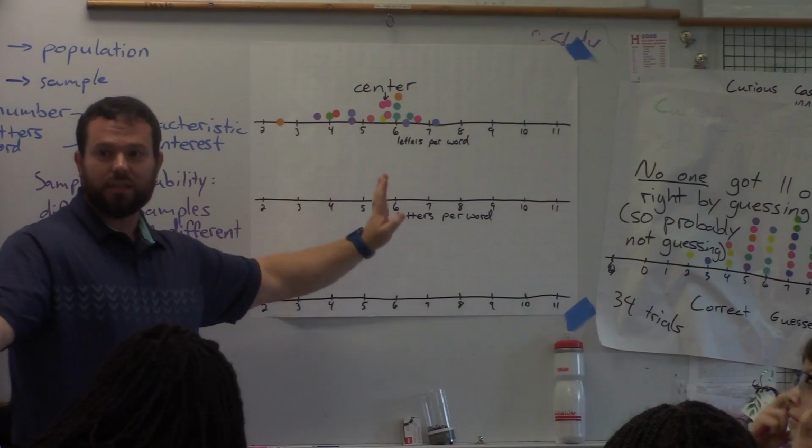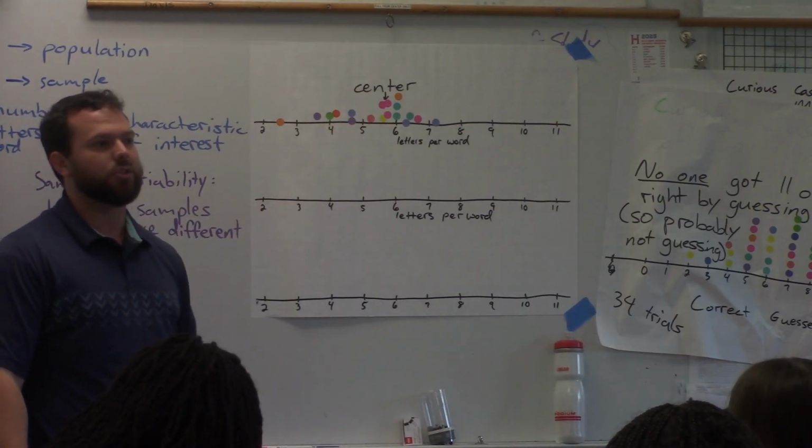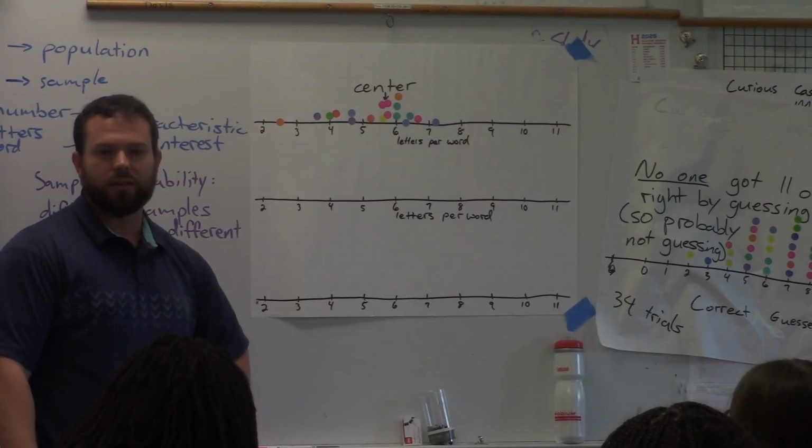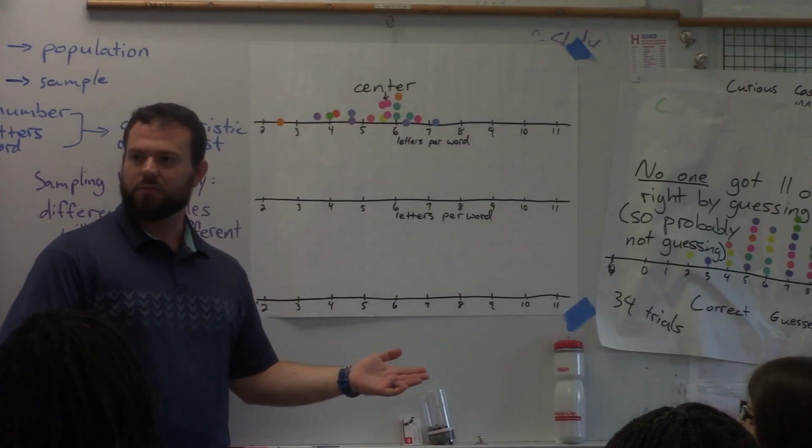So just coming out with a single value, based on all of our data collected, I might think 5.8 letters per word, right? A little bit closer to 6 than it is to 5. Does that make sense? Okay.